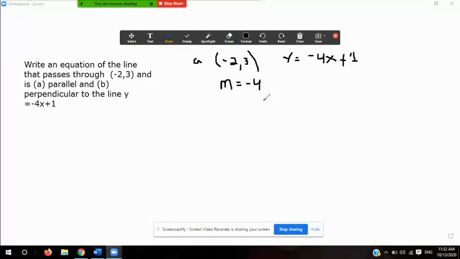And what we're going to do is just use our point slope form. And you guys have seen it enough already. y minus y sub 1. But instead of writing y sub 1, I'm going to say 3, equals the slope, which is negative 4, times, instead of saying x minus x sub 1, I'm going to say x minus negative 2.